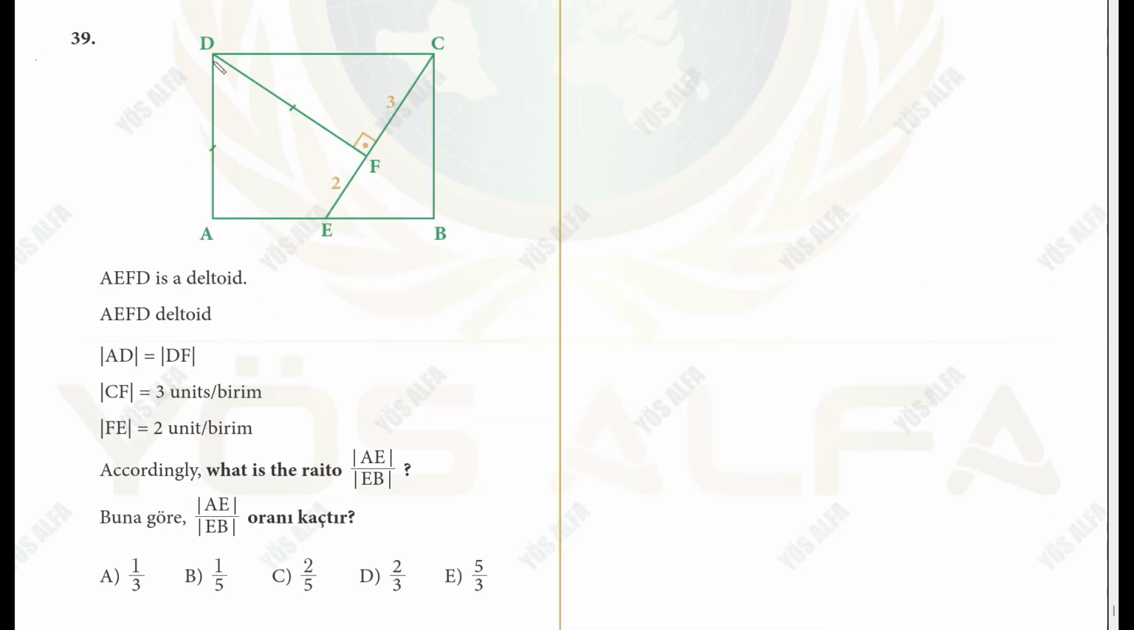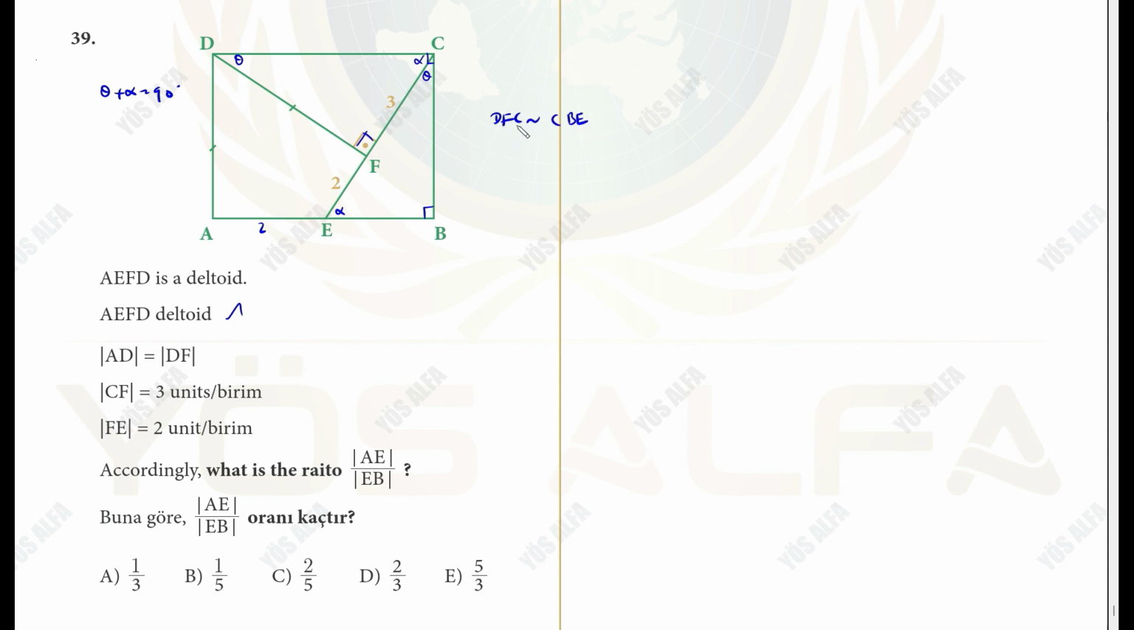39. ABCD is a rectangular shape given, and AEFD is a deltoid, and the ratio of AE and EB is asked. Since AEFD is a deltoid, EF is equal to AE, so this side length is 2. Let's say this is theta, and that is alpha. Since this is 90, theta plus alpha is 90. Since this is a rectangular shape, if this is alpha, this is theta, and this is 90, this should be alpha. So now we have two similar triangles, DFC and CBE.